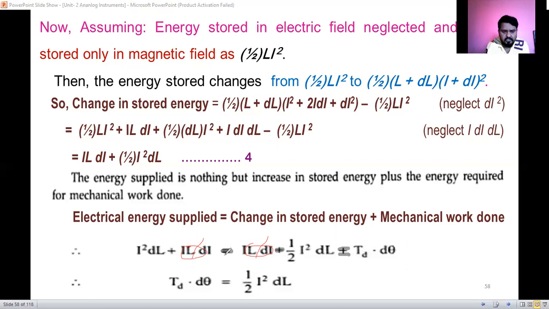Next, here 1 I square dL is there, and here minus 1 by 2 I square dL is there. So 1 minus 1 by 2 we can write as 1 by 2 I square dL. You take I square dL common here, as I square dL is there in both terms. So 1 minus 1 by 2 is nothing but what?